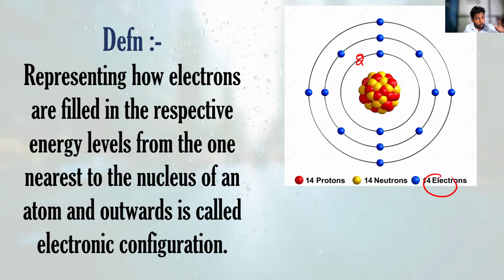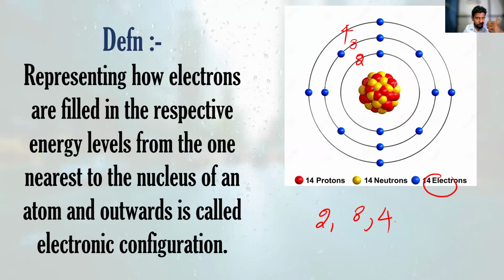So can I put all those 12 electrons in the second energy level, or second bottle? No, because we have a limit in our second bottle. We can fill only 8 electrons. Out of 14, we have filled 10 electrons, so 4 electrons remain. We are going to put the remaining 4 electrons in the third energy level. So the electronic configuration will be 2, 8, 4.